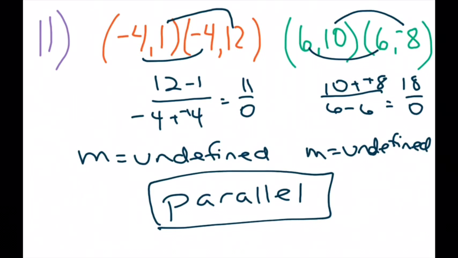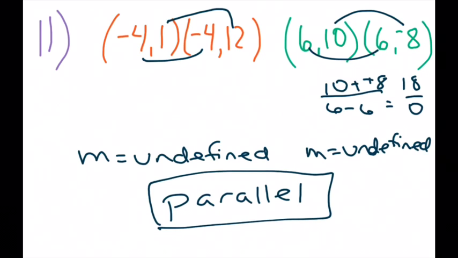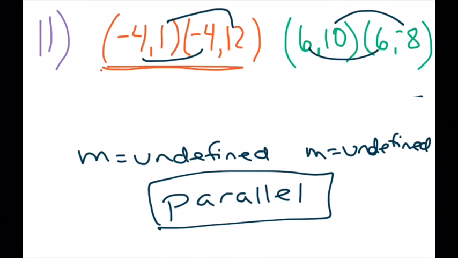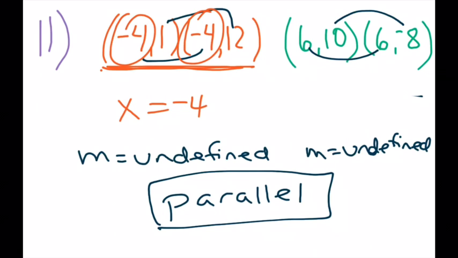Now, just FYI, if I was going to write the equation of these lines, the equation of this line right here is going to be x equals negative 4 because both of the x's are negative 4. And over here on the right, this equation is going to be x equals 6, they're both 6. That only happens when you have either vertical or horizontal lines, but that's just something that you can take note of and can help you when you go to write equations of the lines. But the answer to number 11 is parallel.